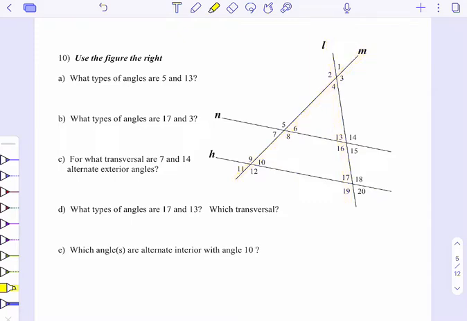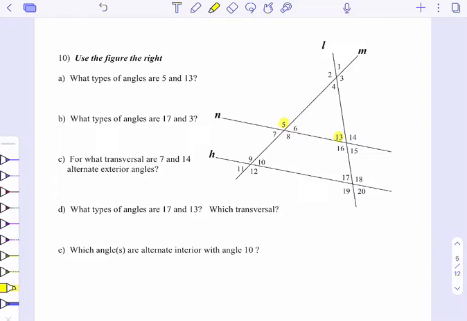And then I drew a whole bunch of angles here. So there's 20 angles in total here. So it's a little more challenging, but I think we can do this. So it says, what kind of angles are 5 and 13? Okay, so I got 5 and 13 there.